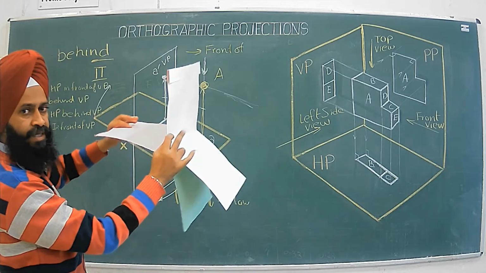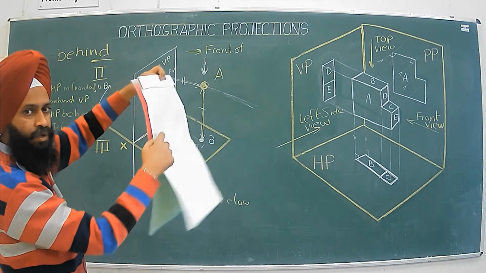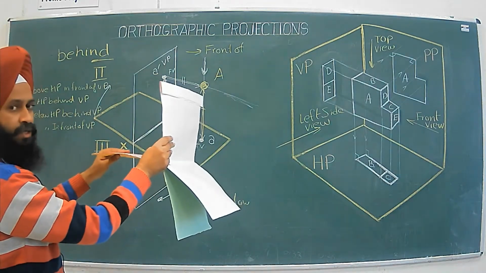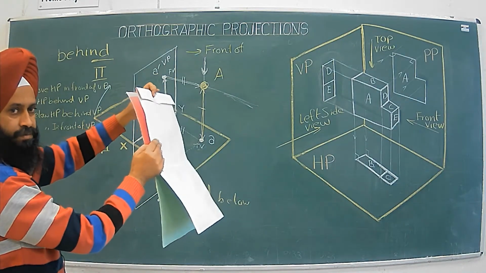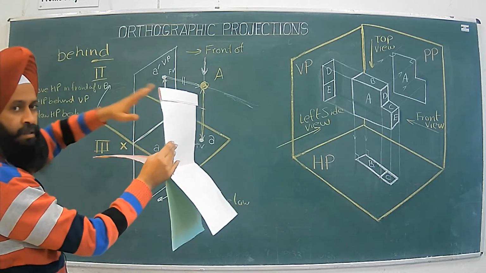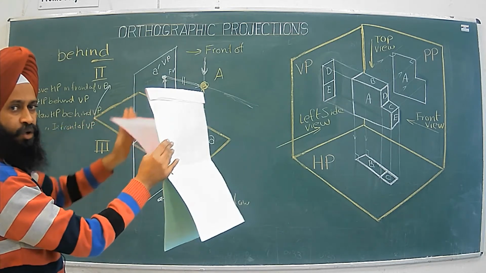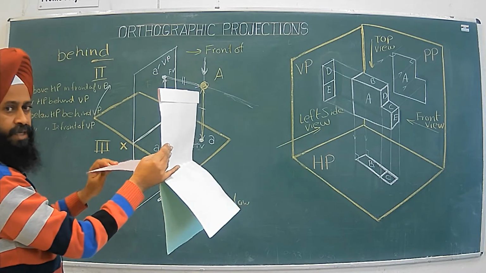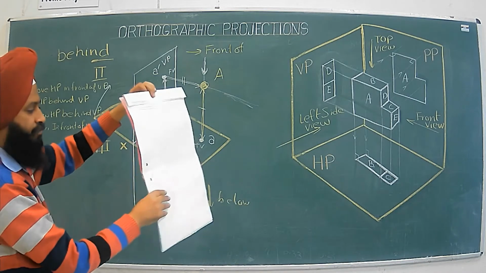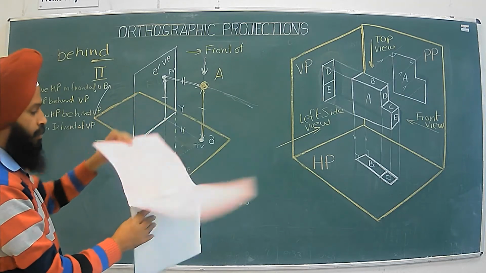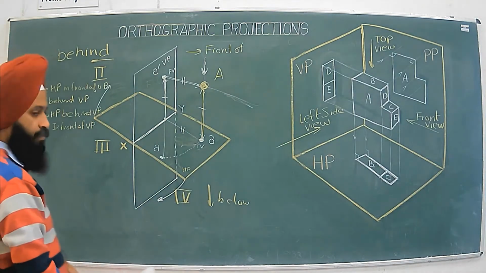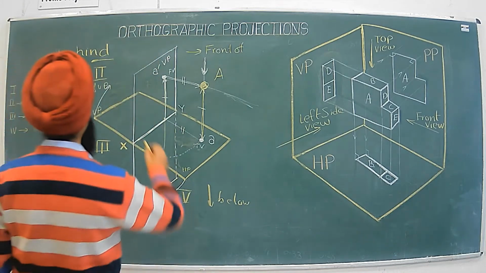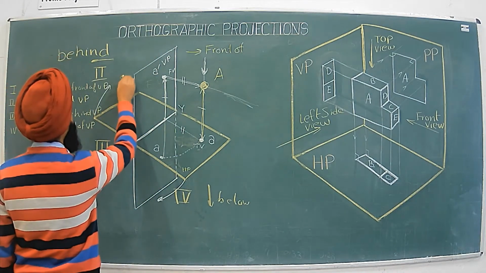So when this rotates clockwise, see what is happening to the second quadrant. Second quadrant closes, it means VP and HP they overlap for second quadrant, and first quadrant opens. So now we will represent our point. Let us say we have point B over here.